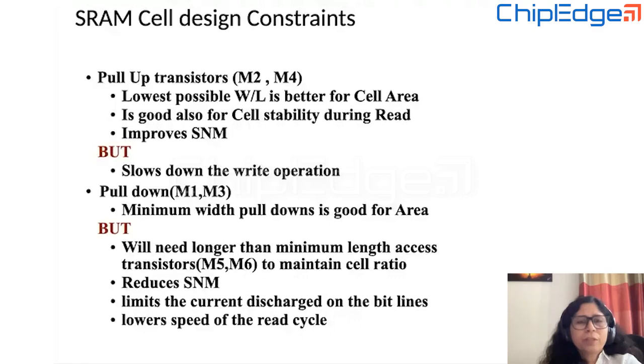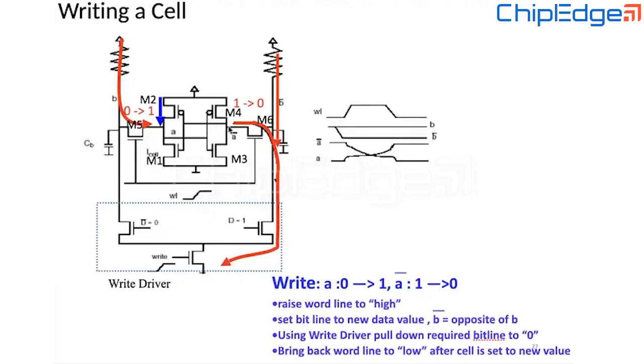But if they are too small, they impact the write operation. If we see this write operation here, when this one was going zero, I want this zero to become one. Now, who was helping this zero to become one? This PMOS.